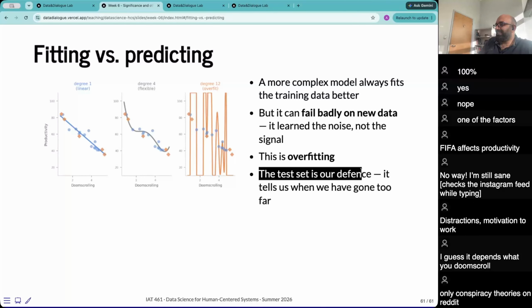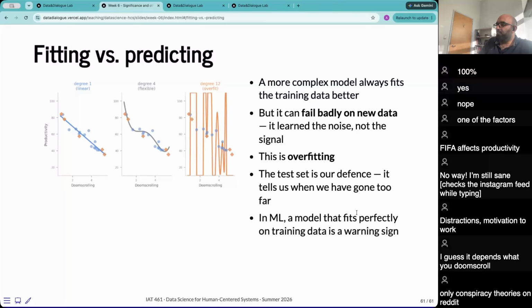The test set is our defense. It tells us whether we have gone too far. In ML, a model that fits perfectly on training data is a warning sign. If your model is like, oh, you're 99% sure this is correct, that's bad. That's probably an overfit.